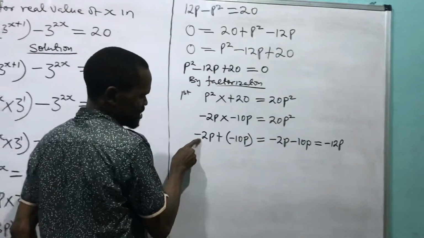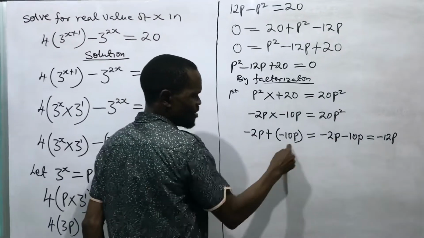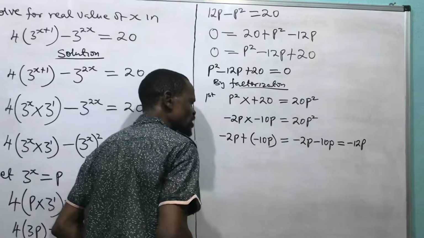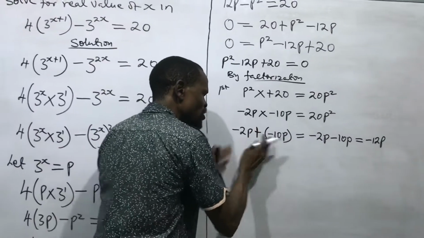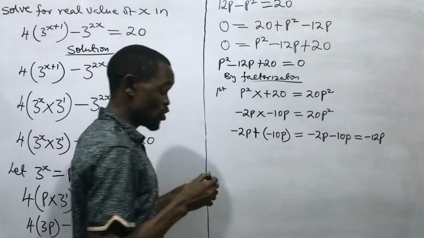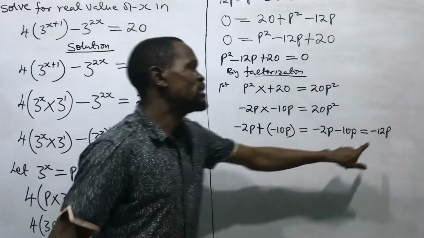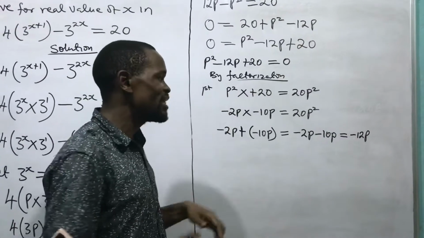Remember what I said. I'm owing 2p. I'm owing another person 10p. How much am I owing in total? That's what I need here, plus. How much am I owing in total? I'm owing minus 12p. What the minus is telling me is what I'm still owing.